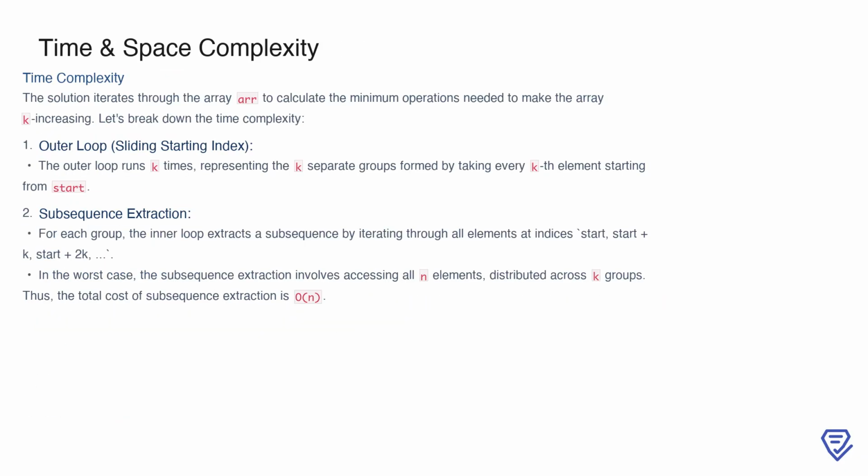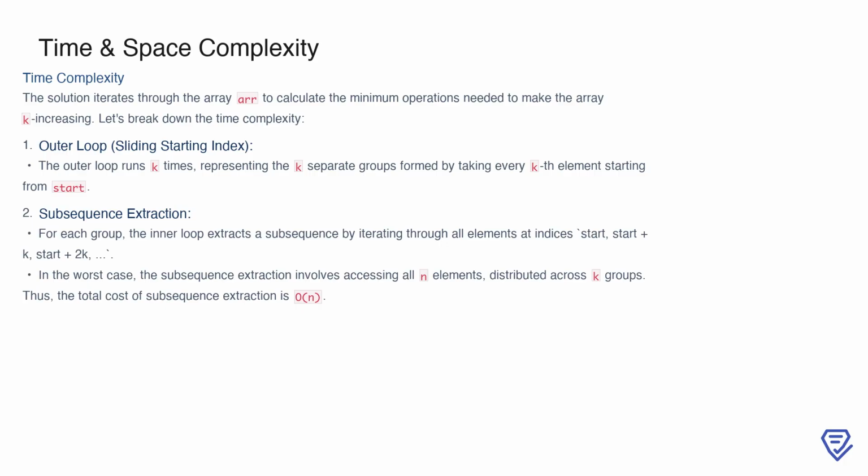To analyze the time complexity of our solution, let's start by breaking it into its main components. First, we have the outer loop, which iterates k times. This loop represents the k groups formed by taking every kth element starting from different starting indices. For example, one group might start at index 0, while another starts at index 1, and so on until k-1.